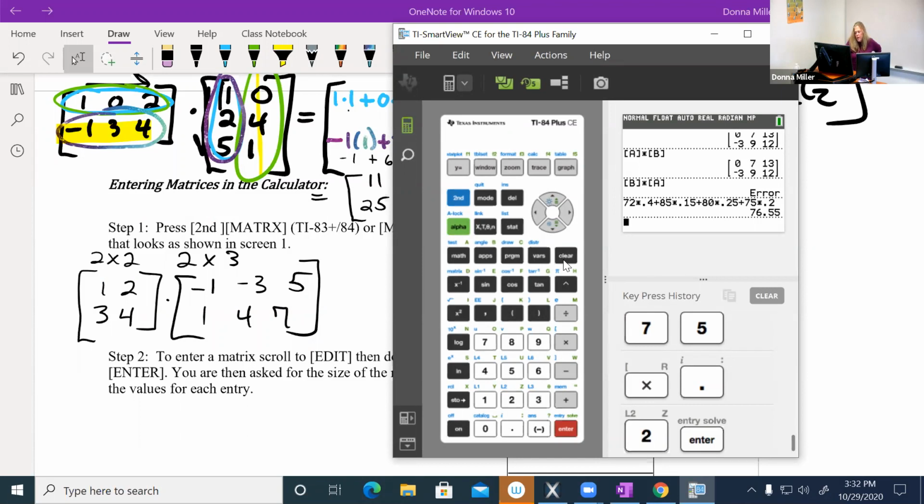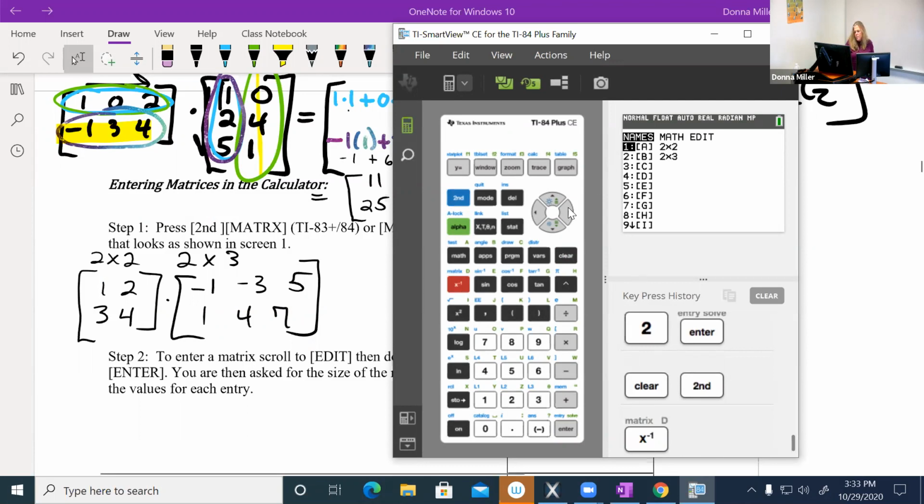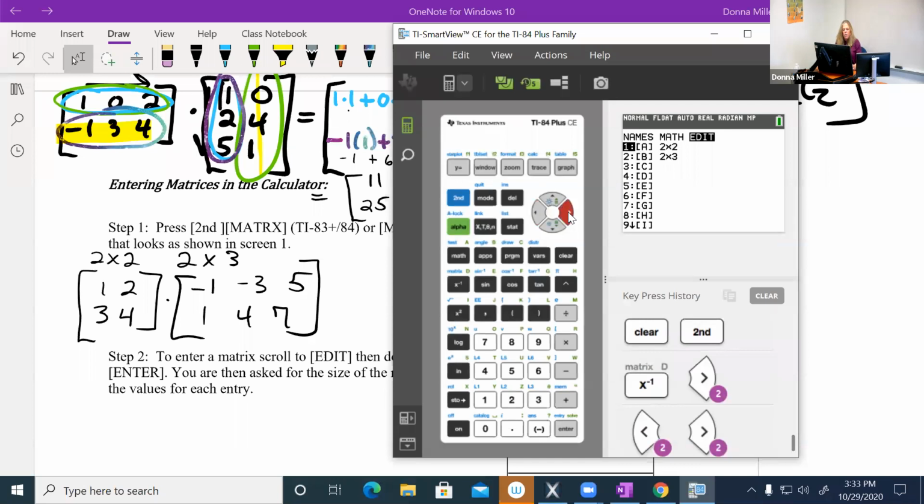The first thing I have to do is enter the matrices. So I'm going to go to the matrix menu. I press second and then matrix. This is all the matrix stuff. Names is just where I call in matrices. Math is some stuff I can do with matrices. Edit is where I enter them. Whenever I'm doing math with matrices, I've got to enter them first, so I've got to go to edit.